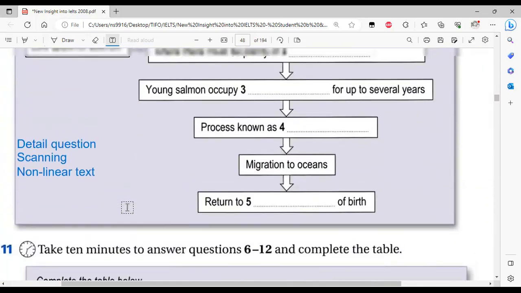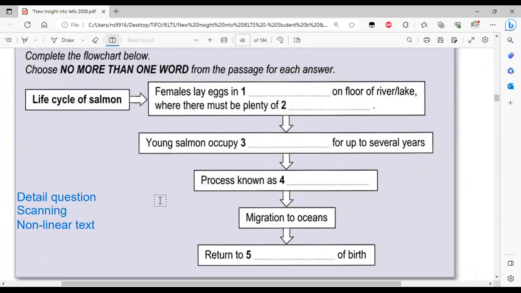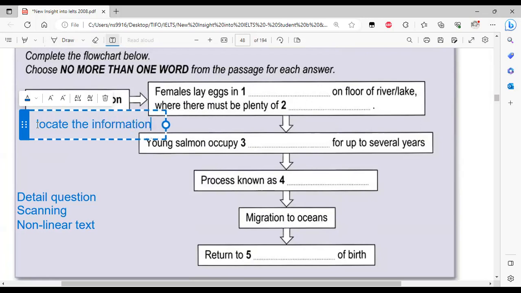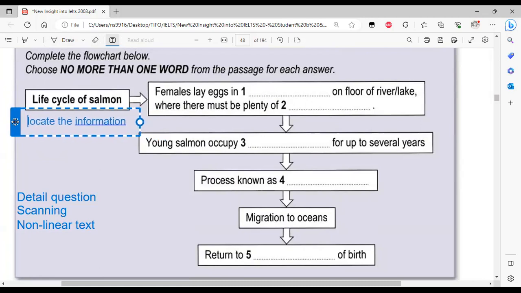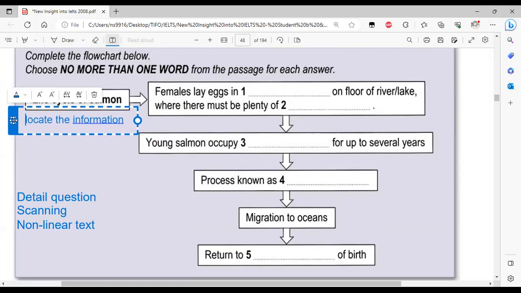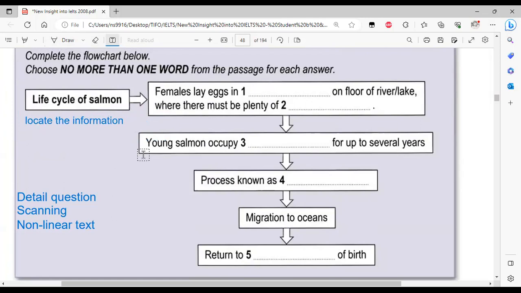So before I do anything, what do I need to do? I need to locate the information. We said that scanning helps me locate the information. Now this one here, we have a phrase: locate the information. That's skill number one, step number one. How am I going to do this? It is through scanning the paragraph or the text.